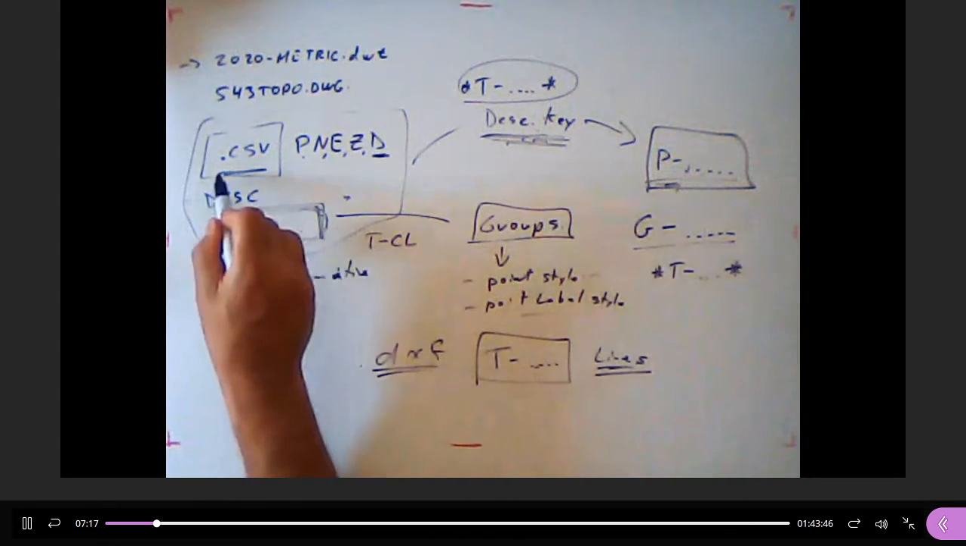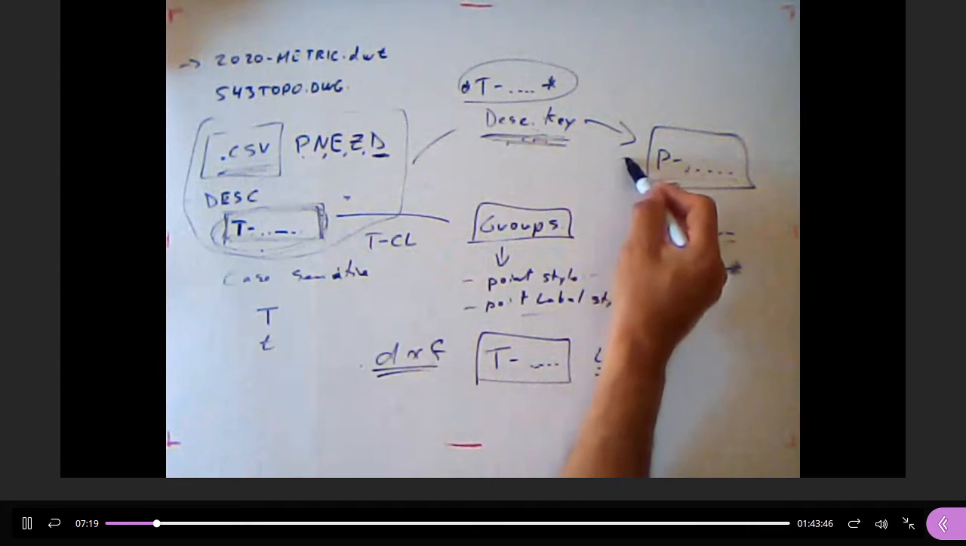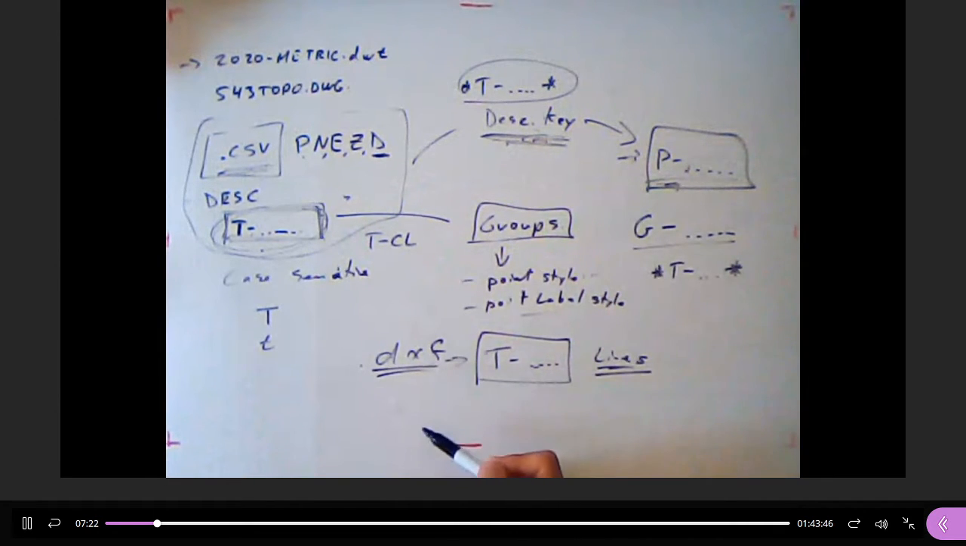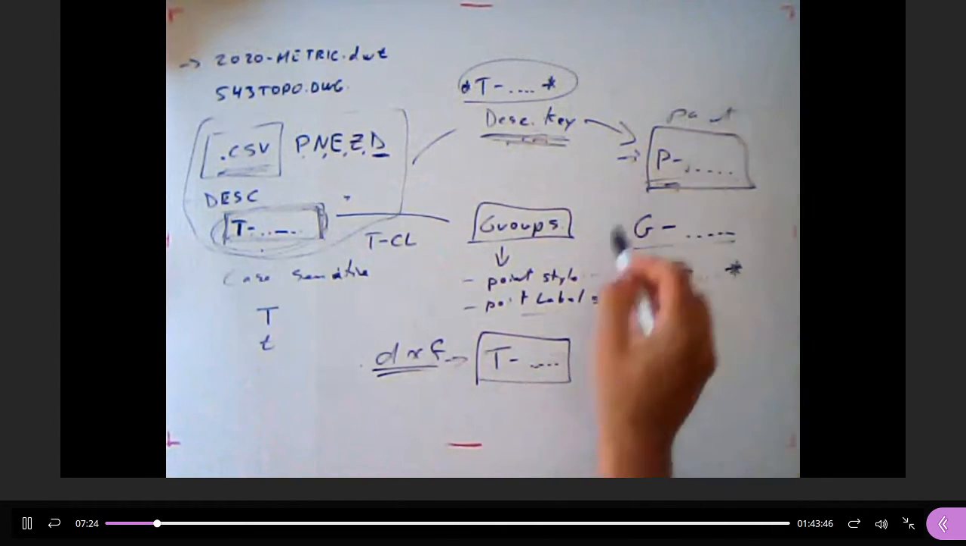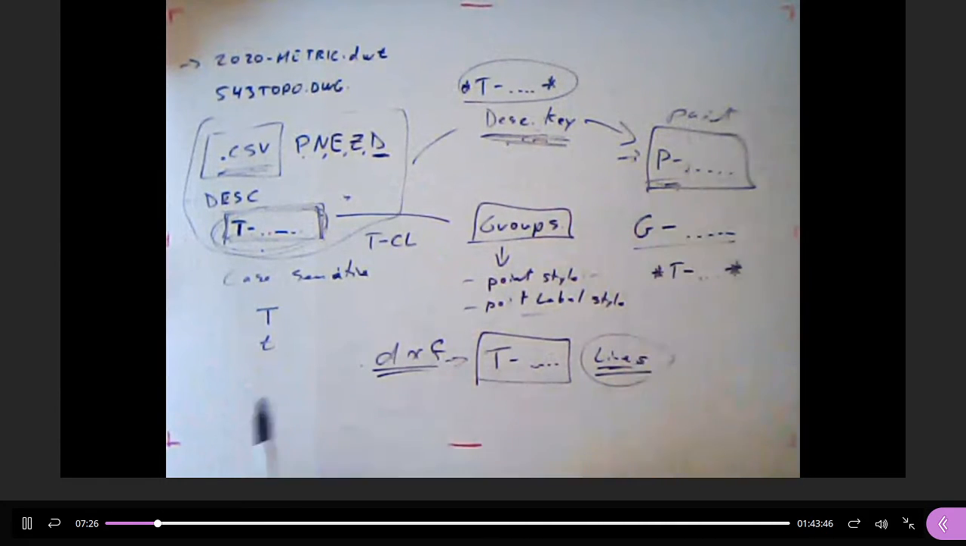This is the description in the CSV file. This is the layer in AutoCAD. This is the layer in AutoCAD. This is for points. This is for lines. Okay? So just a brief overview of the concept.